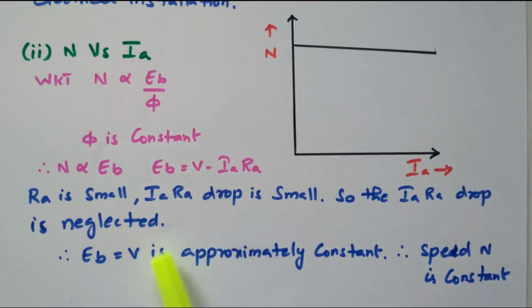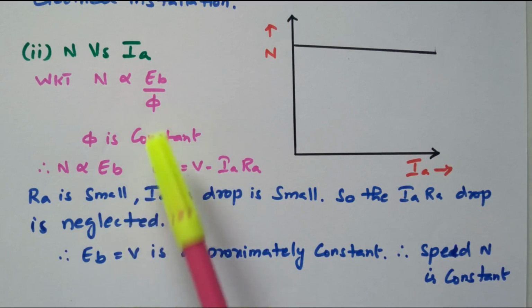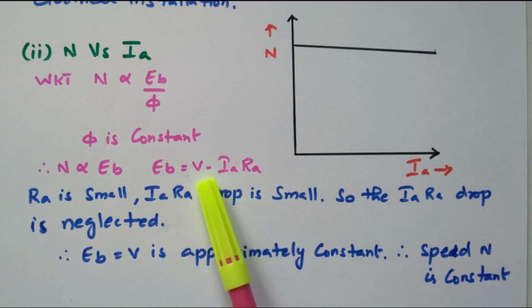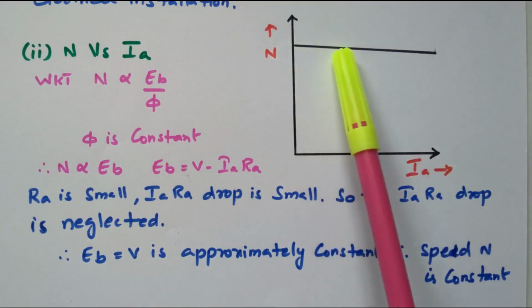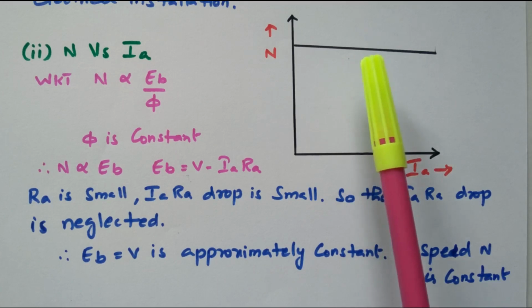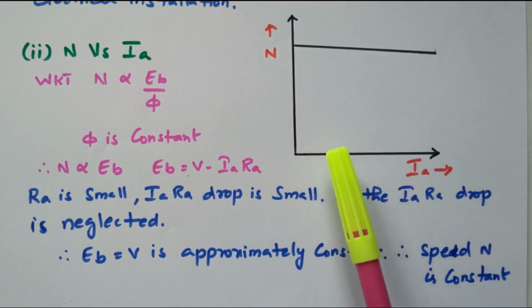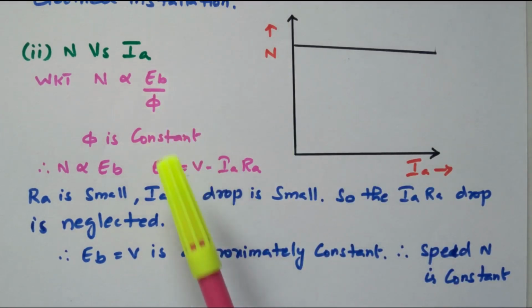So here the speed depends upon the back EMF, and phi is almost constant. By analyzing the back EMF equation, this drop is very small, so it is neglected and EB only depends on V, but V is also constant, so EB is also constant. So the speed is almost constant. See this, when the armature current increases, the speed is almost constant, slightly reduced due to some losses, due to loss and friction, but it is nearly constant. From this we analyze that when the armature current increases, the speed is almost constant, because the back EMF and phi are also almost constant.